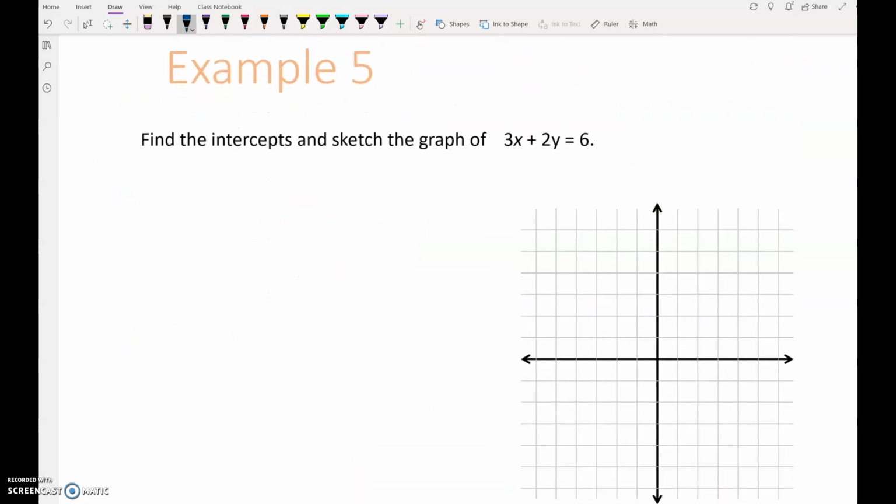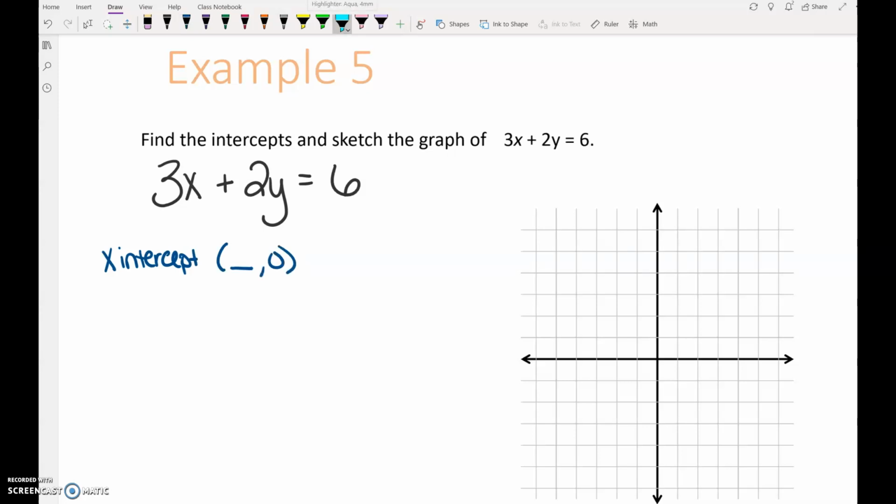In example 5, this is the type of equation where it actually is very important to know how to find your x and your y-intercept. So we have 3x plus 2y equals 6. To find the x-intercept, it's going to be something, comma, 0. We plug 0 into the other letter. If I plug 0 into this y, what's going to happen to this term that I just highlighted in blue? It'll cancel out. It'll go away. And all we will have left is 3x equals 6. So x is 2. You know your x-intercept is 2.